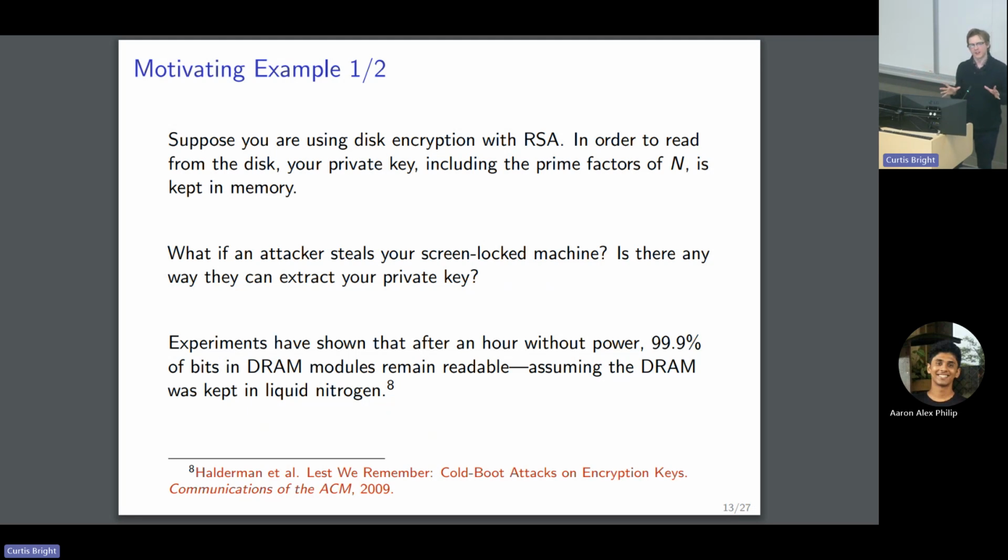Now it's going to be a degraded copy of the bits because some of the bits are going to decay. But it's surprising to me that 99% of the bits in the RAM module were actually recoverable after an hour without power, assuming it was stored in liquid nitrogen. If you don't cool down the RAM, the bits are going to decay very quickly. After a second, all the bits are going to be lost.